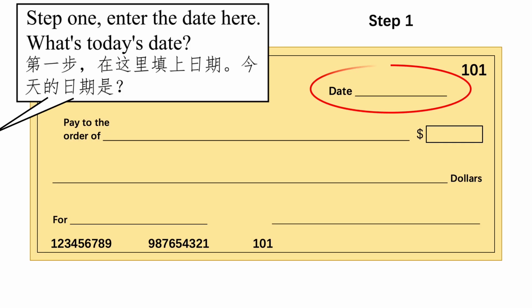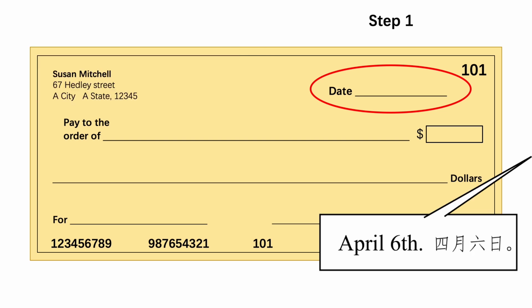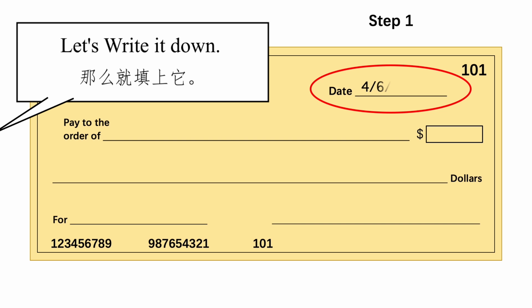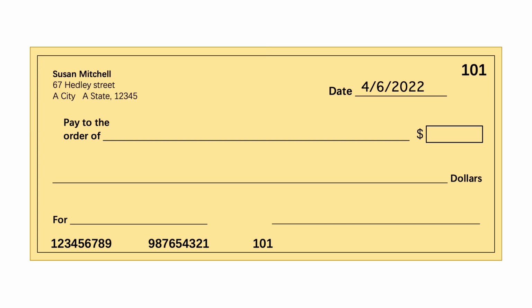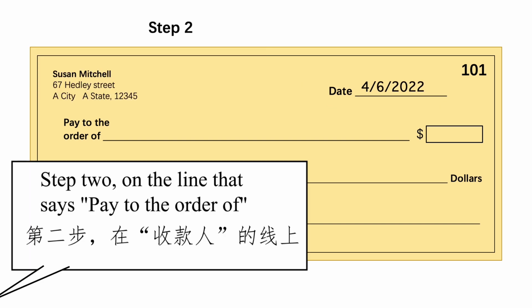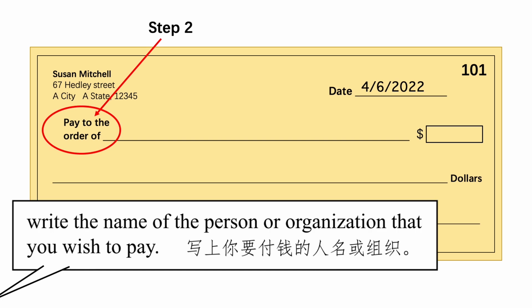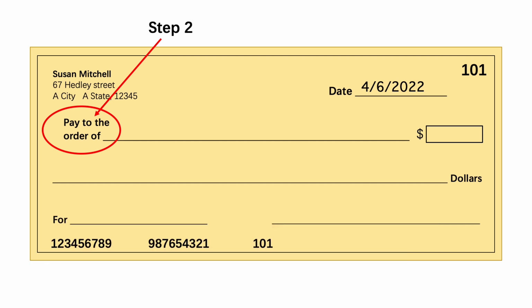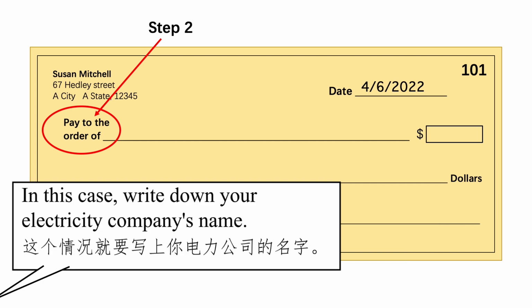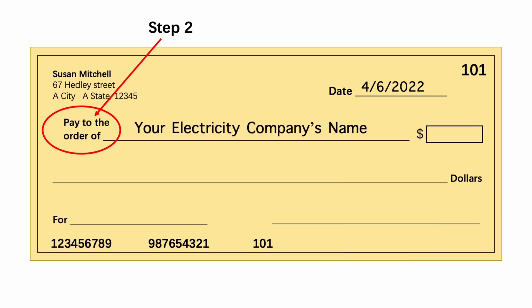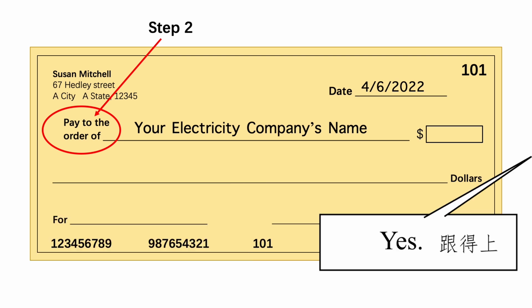Step 1. Enter the date here. What is today's date? April 6th. Let's write it down. Step 2. On the line that says pay to the order of, write the name of the person or organization that you wish to pay. In this case, write down your electricity company's name. Are you with me? Yes.